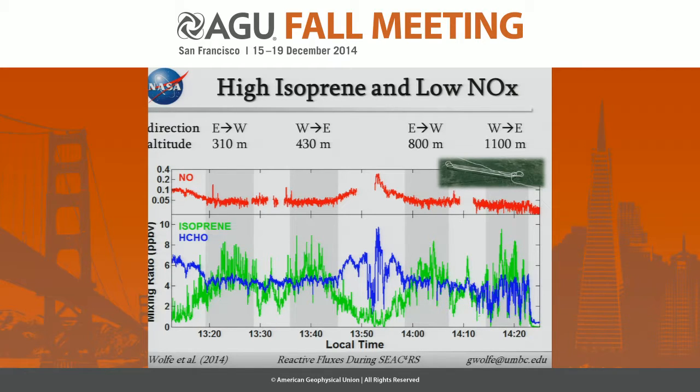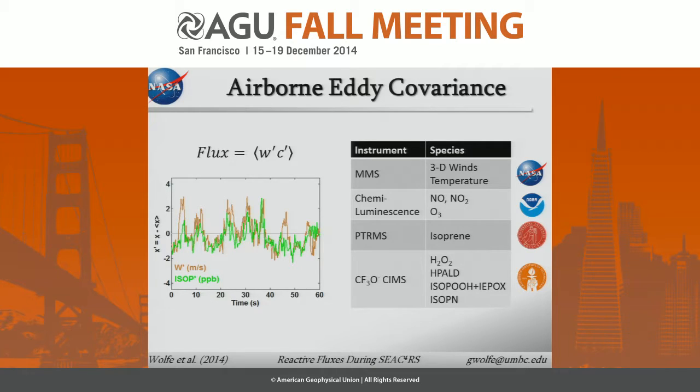Now, the reason we flew the plane the way we did is because we wanted to try something that, to my knowledge, has not been done before from the DC-8, and that is to calculate eddy covariance fluxes of a whole range of reactive gases.